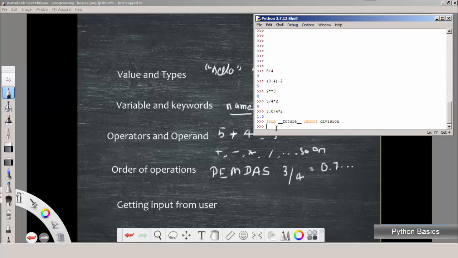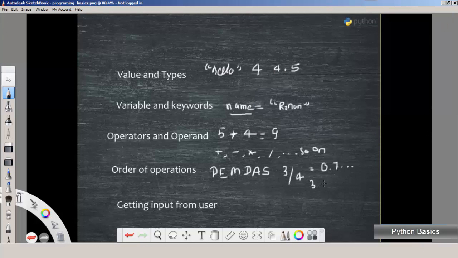And now if I write the same code, 3 divided by 4, it returns the output 0.75. So the thing is, if you do not import division, you have to write either the divisor or the dividend as a floating point. This is the condition. If you are not importing division, then you should write 3.0 divided by 4.